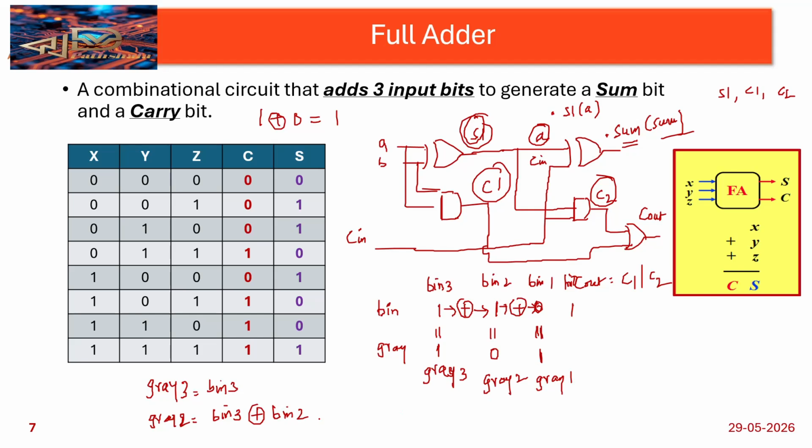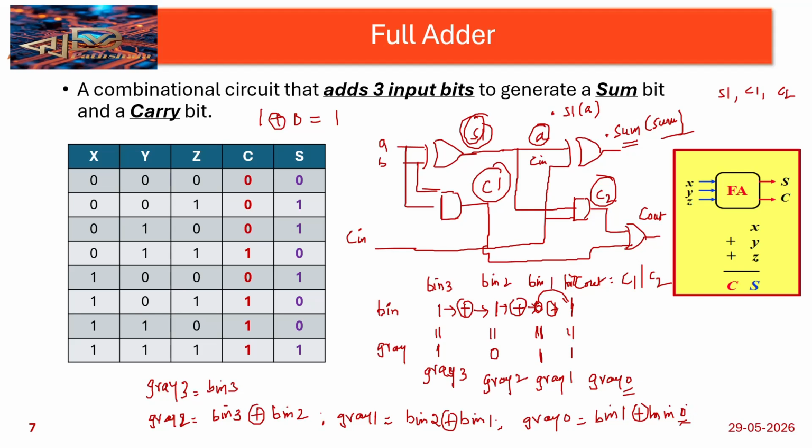So what is the formula for this one? Gray 1 equals binary second bit XOR with binary first bit. And then again do the XOR operation with that. 0 XOR with 1 is 1, I am getting, that is the gray 0th bit. So what is the output we are getting for the gray 0th bit? Binary 1 XOR with binary 0. Binary first bit XOR with binary 0th bit.